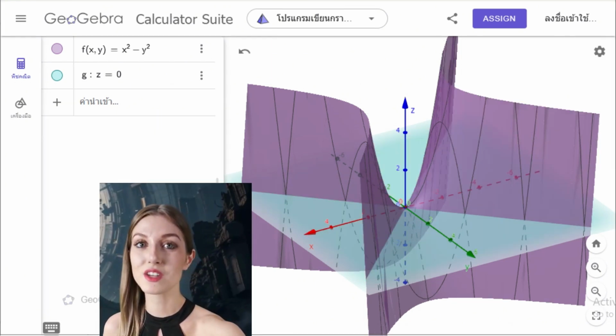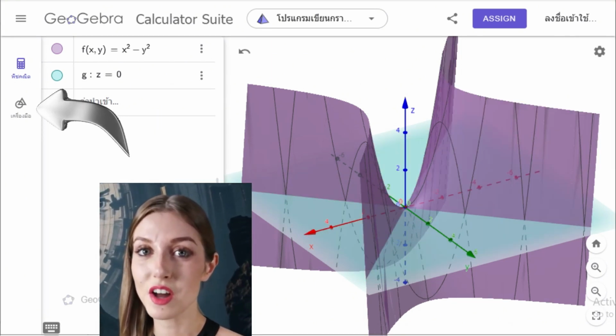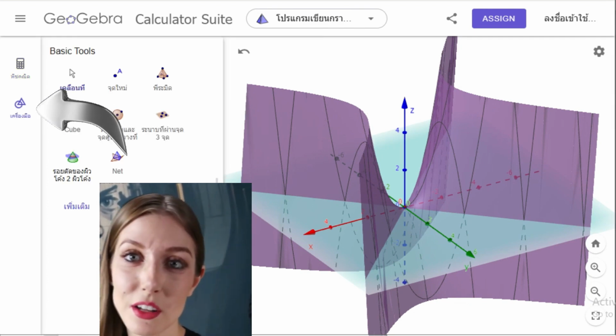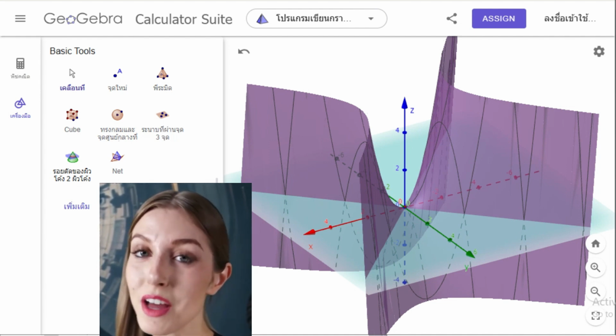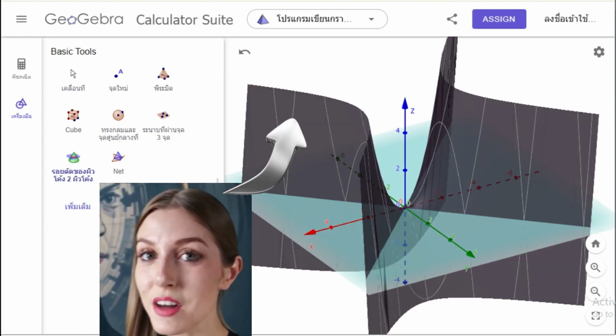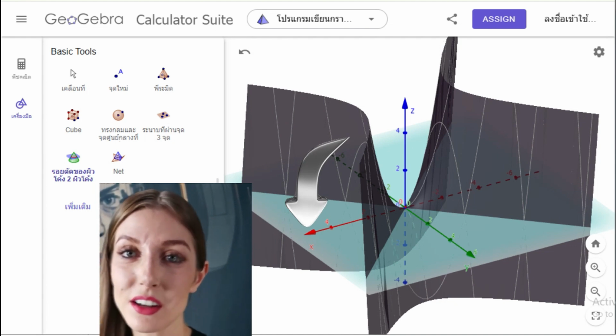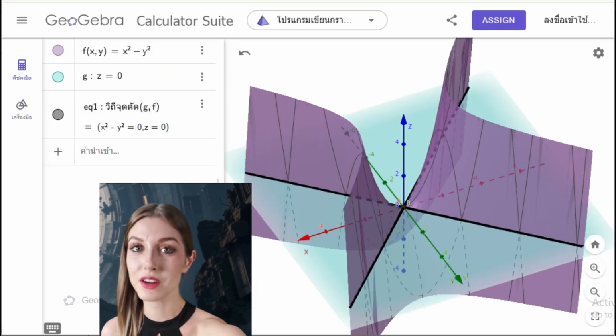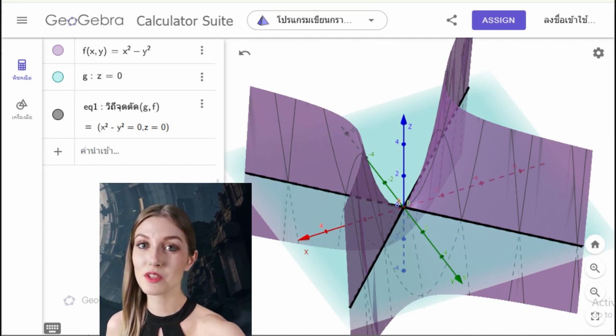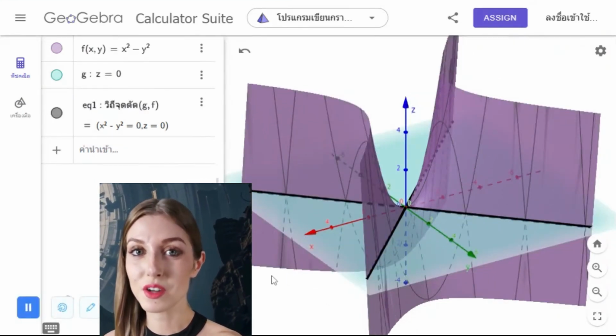We can see the intersection of the complex surface and the floor by clicking the Tools button. Click intersection between two surfaces. Click on the complex surface and click on the floor. The intersection lines appear. Click the Algebra button. Surprise! The intersections are two straight lines. Let's rotate the graph.